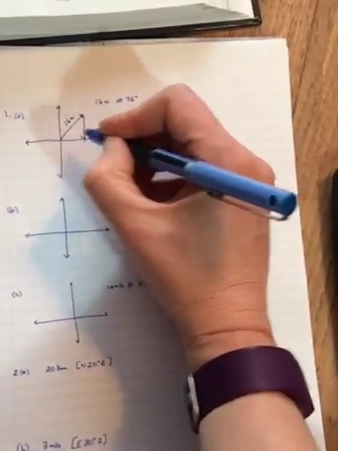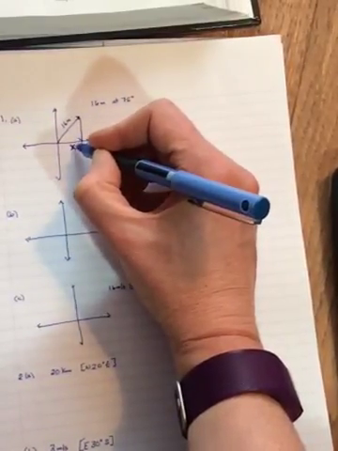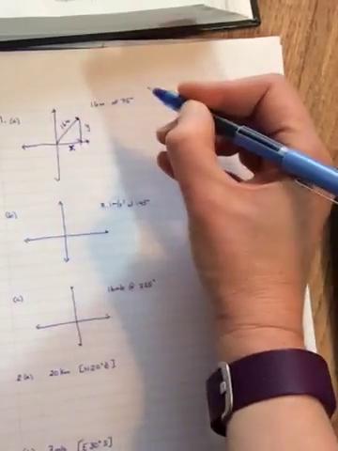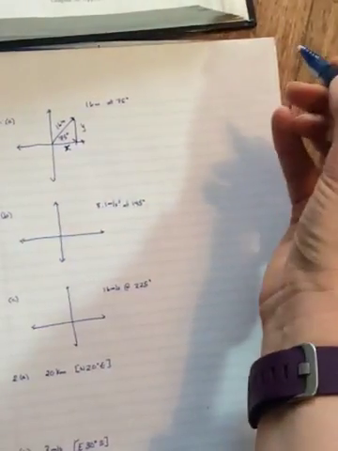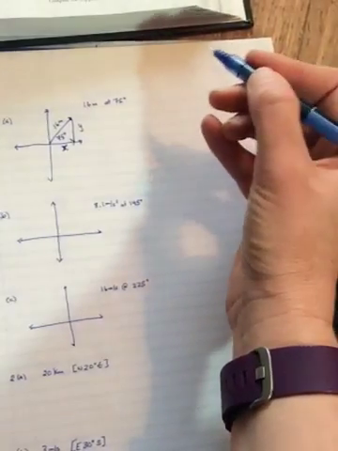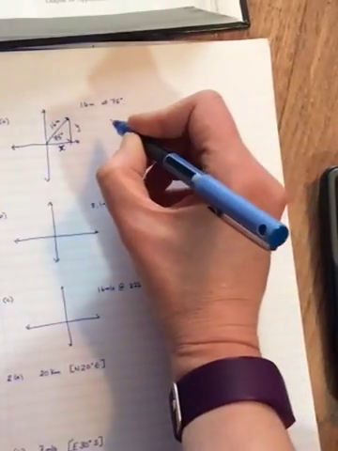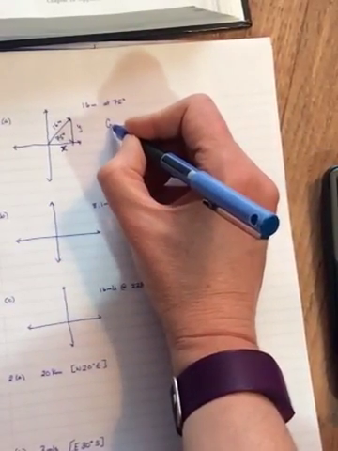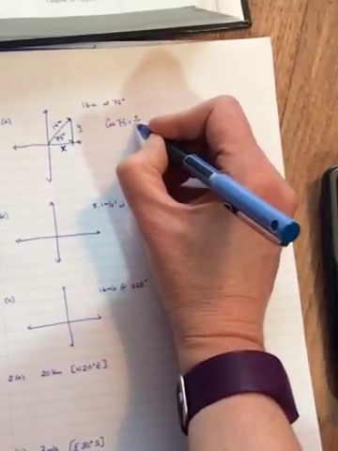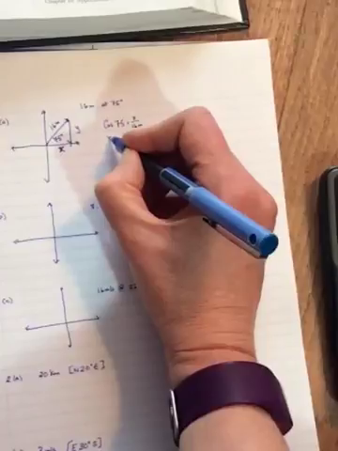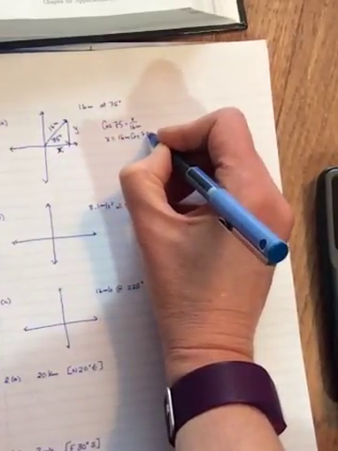So drop a line down. Here would be your x. Here would be your y. And here is your angle, 75 degrees. So you have the hypotenuse and you have the angle, and so you're looking for the opposite and the adjacent side. X is the adjacent side, which would be cos theta. So cos of 75 is equal to x over 16 meters. So x is equal to 16 meters cos of 75.